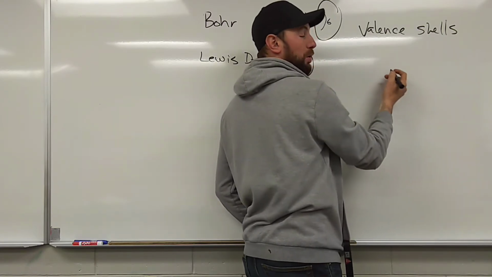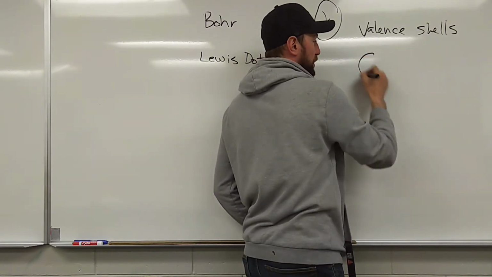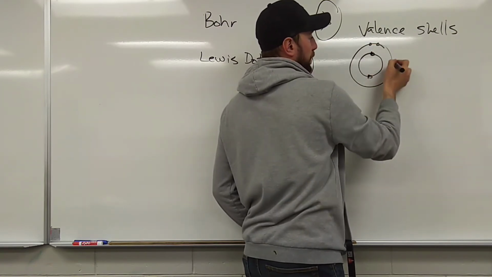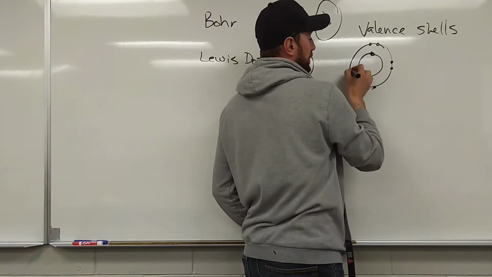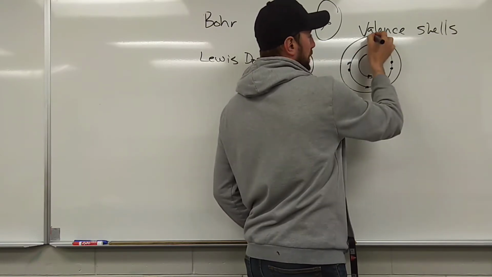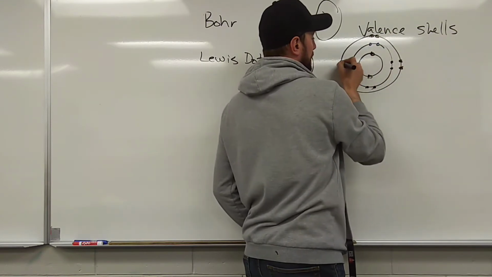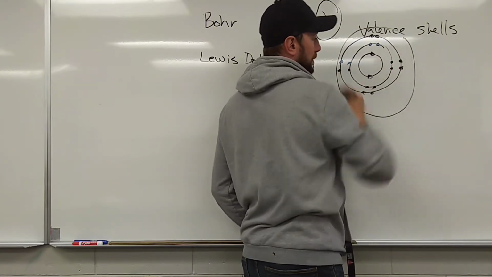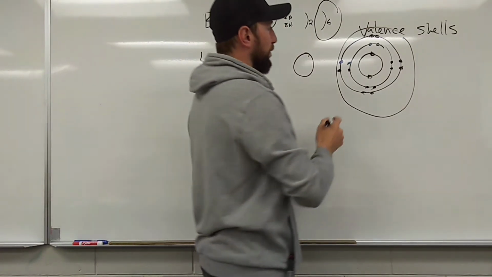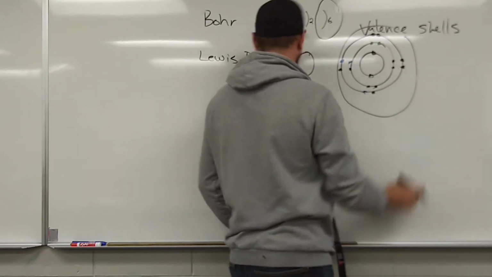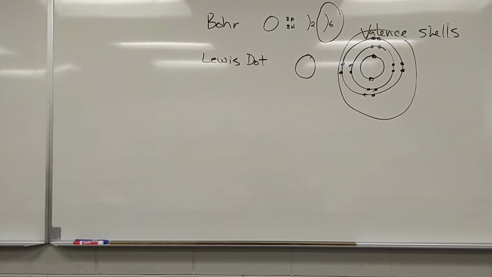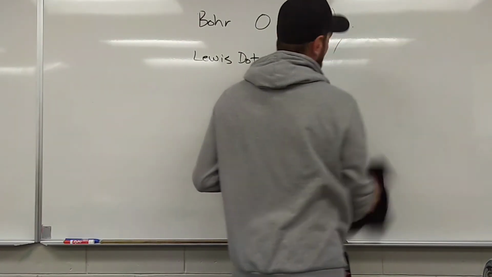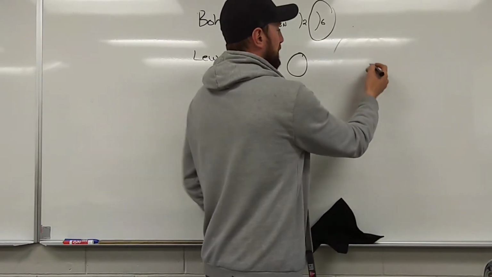So if you remember correctly, your first ring has 2, your second ring has the possibility for 8, your third ring another 8, and after that it goes to 18. Okay? So the valence shell or the valence electrons is always going to be your outer shell. So oxygen has 6 valence electrons.